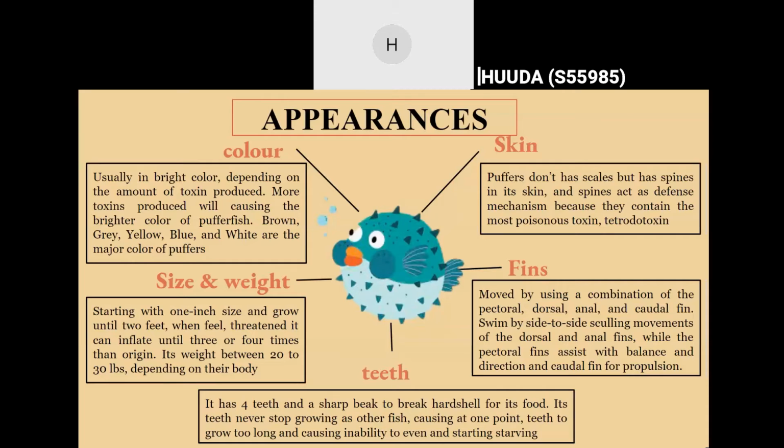And lastly, it has four teeth and a sharp beak. Usually, they use their teeth and beaks to break the hard shell so they can eat the organism inside it. Puffers usually eat mollusks and crustaceans. As it grows to that 2 feet size, as I mentioned before, the teeth also grow. But at one point, the teeth have grown too long and they cannot break the hard shell, and it will cause them to starve and die.